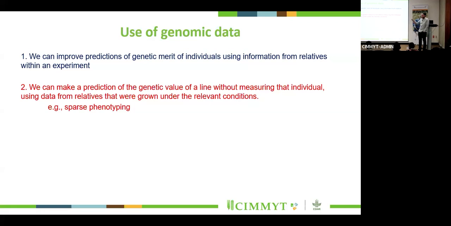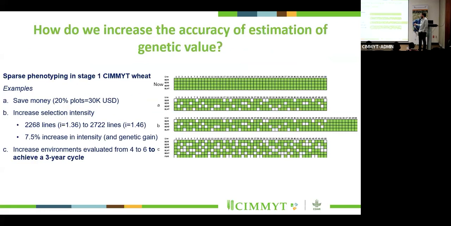And we're going to go over the details of this later in the week, but I think a lot of you, particularly from the DCP program, have heard a lot about sparse phenotyping. This is an example from stage 1 that we're thinking of implementing. What does sparse phenotyping do for you? Well, here's a toy example, 4 environments, 50 lines being grown.